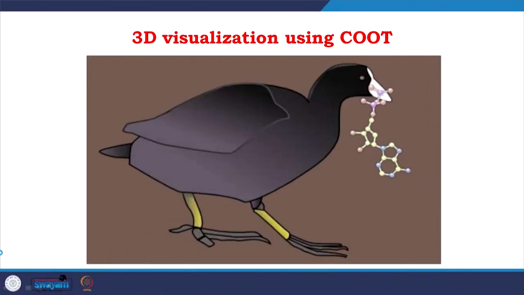Today, we are going to introduce a visualization software, but it is much more than that. So, we will discuss the visualization platform, the other parts it is offering us, and how this could be used. So, welcome to the 3D visualization using the software called Coot.